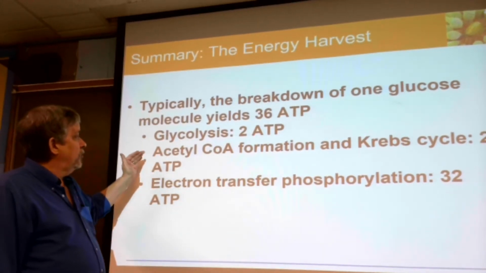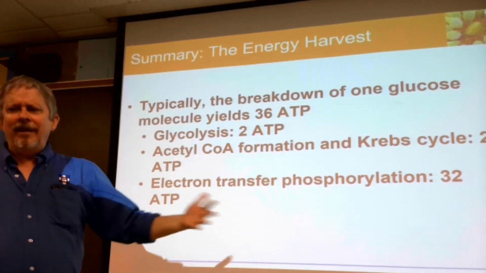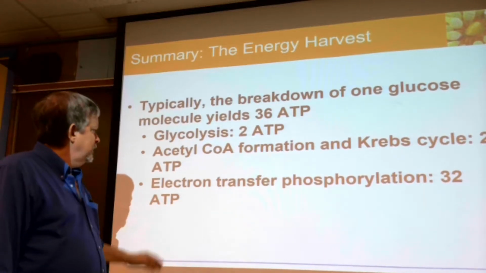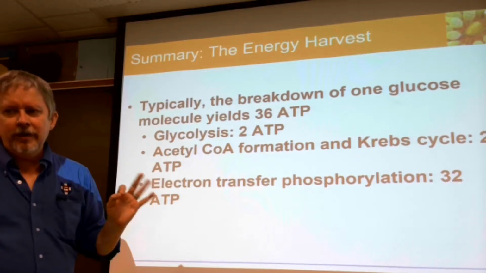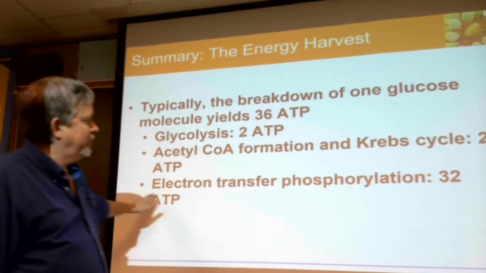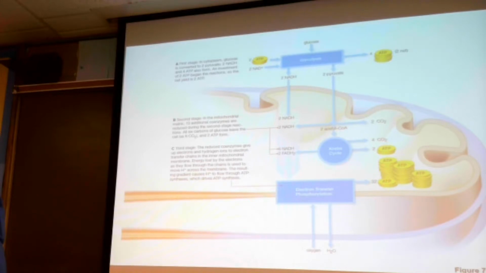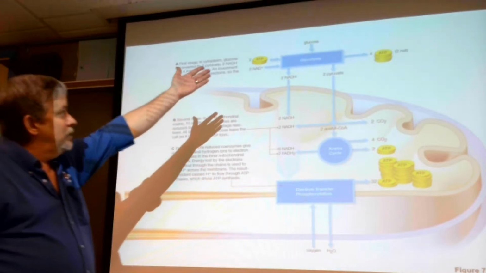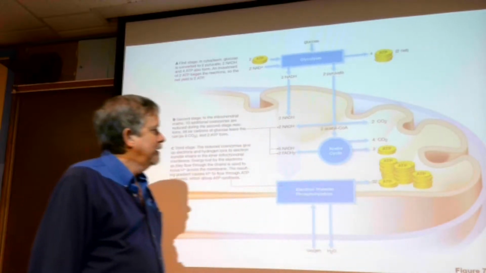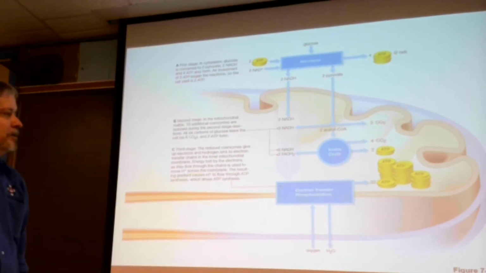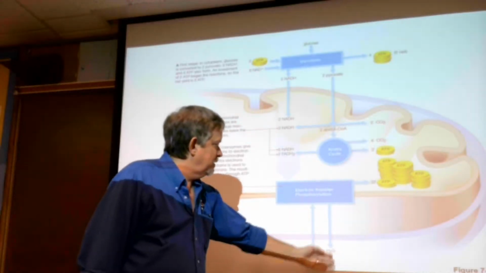How many are formed in acetyl-CoA and Krebs cycles? Again, 2. Now we've got a total of 4, but that's still not much. How many are formed in electron transfer phosphorylation? 32. Here is our big energy payoff right there. So here's just a breakdown of it. So we get 2 from glycolysis, we get 2 from the Krebs cycles, 32 from electron transfer phosphorylation. And what's the end result? Oxygen is released in water.